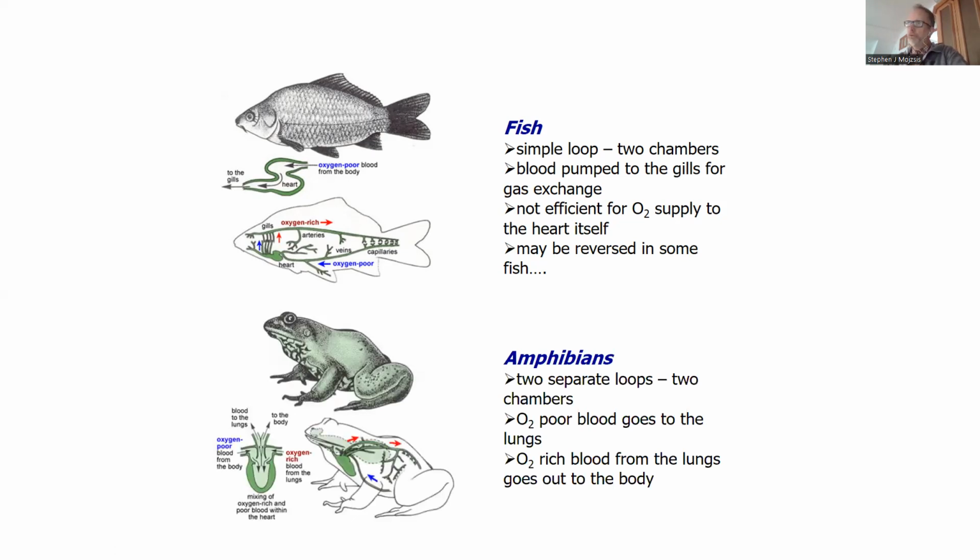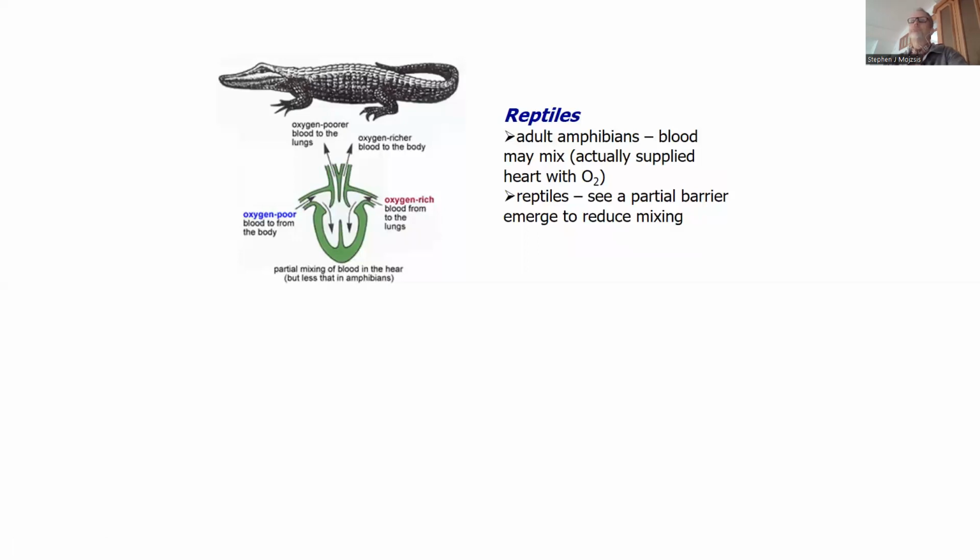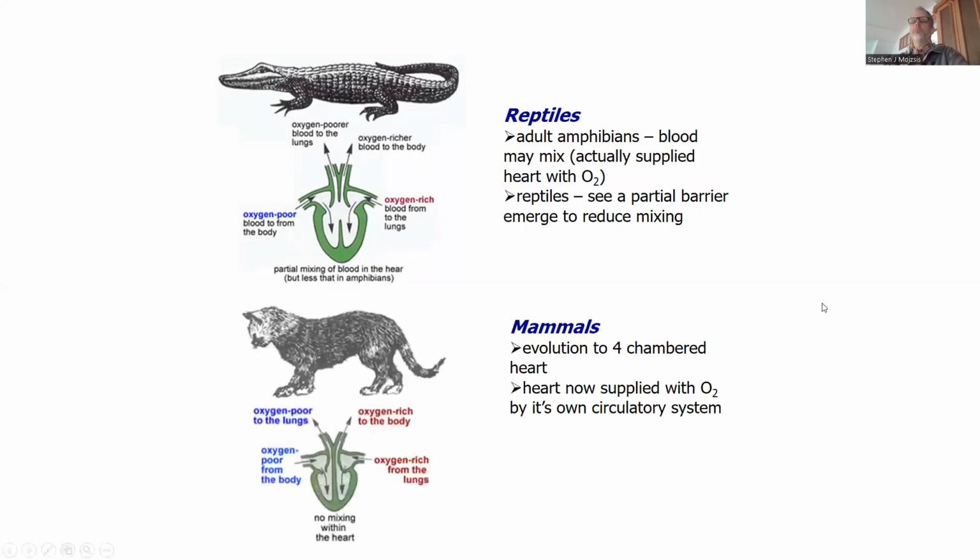Amphibians have 2 separate loops in their circulatory system. Unfortunately for amphibians anyway, it is still quite inefficient because oxygen-poor blood continues to get mixed with oxygen-rich blood by going into the small, less developed heart. In reptiles, the blood may mix, but there is a partial barrier, and certainly in the case of the crocodiles, to prevent mixing of the oxygen-poor and oxygen-rich blood. Mammals have 4-chambered hearts. The heart is supplied with oxygen by its own circulatory system. So as you see, it's well divided here.